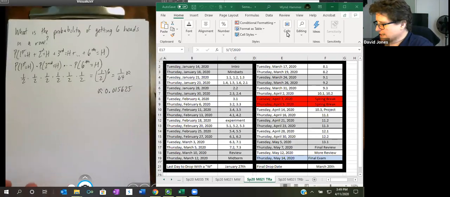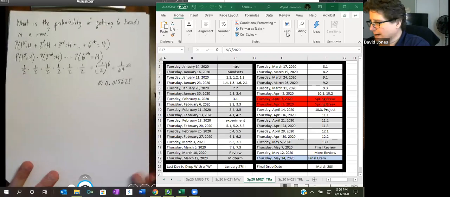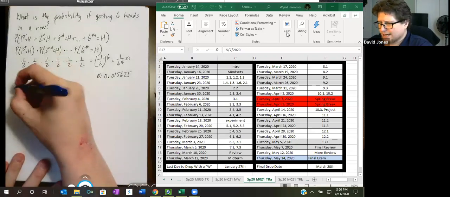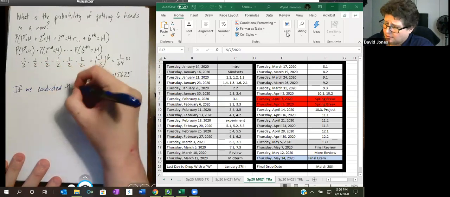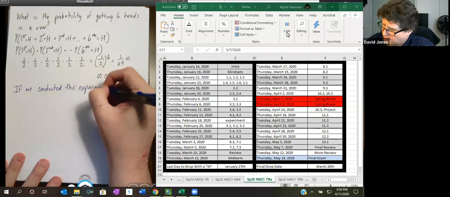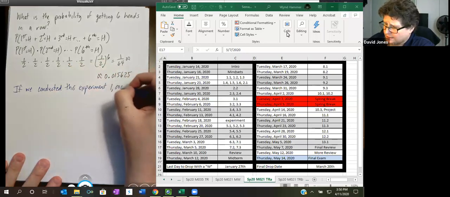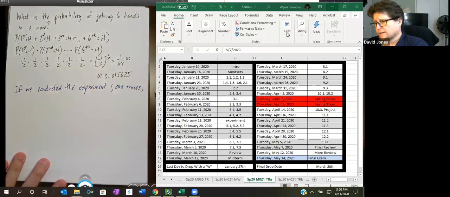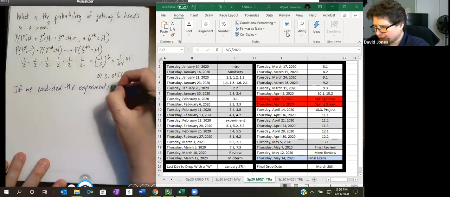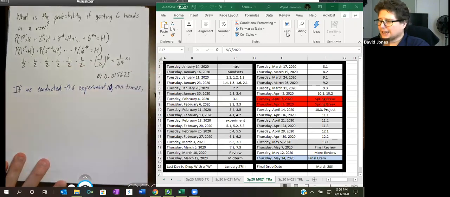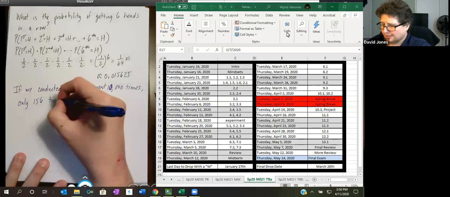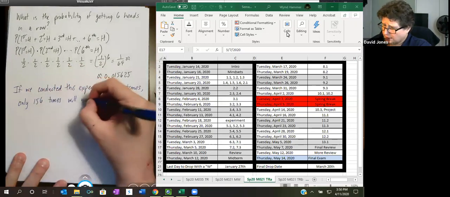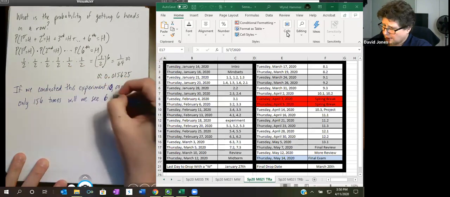And you've seen this in the problems that they like to give in MyMathLab. If we conducted this experiment 1,000 times, hell, let's make it 10,000. 10,000 times, only 156 times will we see 6 heads in a row.